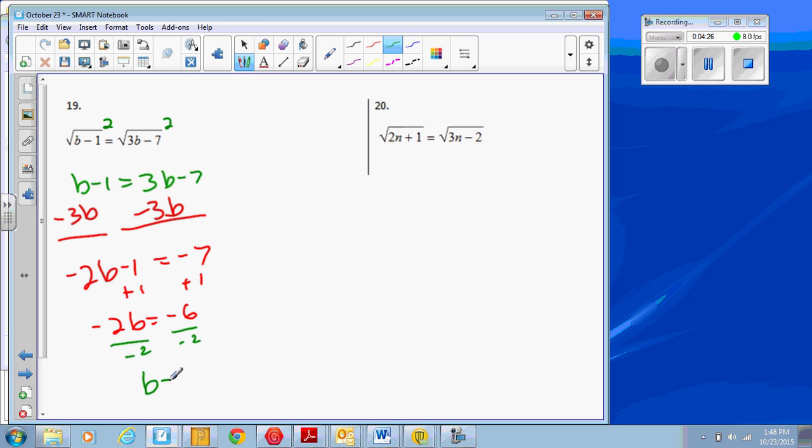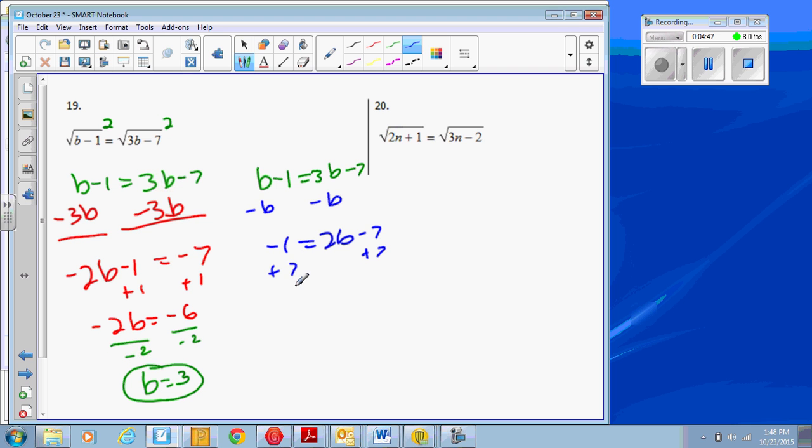And I get b equals positive 3. Some people would have done it differently. They would have looked at b minus 1 equals 3b minus 7. At this point, some people would have said, let's get the b's on this side, and I would have said minus b, and I have negative 1 equals 2b minus 7. Add 7 to both sides. 6 equals 2b. Divide by 2, and I still get 3 equals b. It's the same thing, so if you didn't do it this way, that still works.